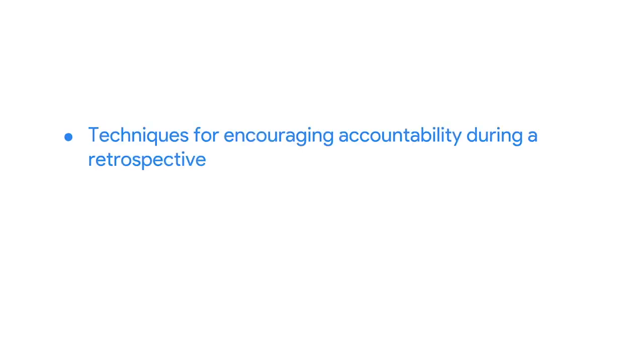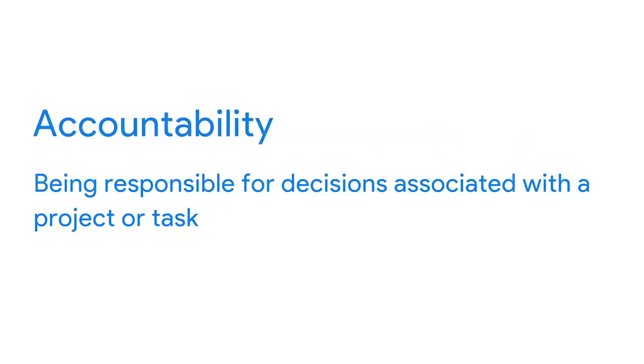In the last video, we explored ways you can address a lack of participation during a retrospective. In this video, I'll share some techniques for encouraging accountability during a retrospective. Accountability refers to being responsible for decisions associated with a project or task. Accountability is a really important part of a productive retrospective.